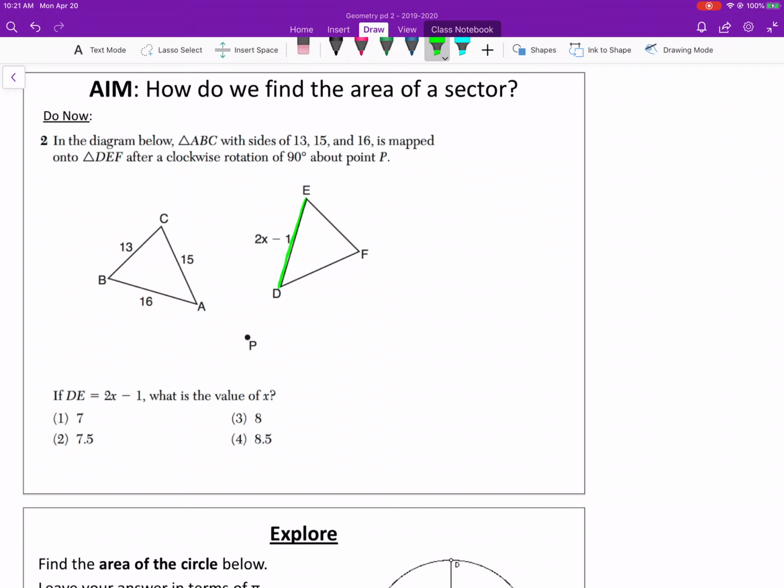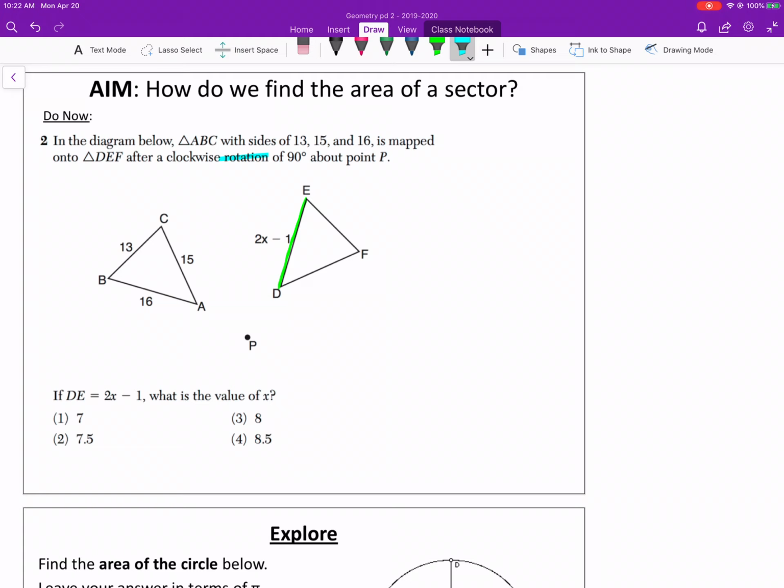Now, think about what they told us. They said a rotation took place. That means we know a rigid motion, right? We have a rigid motion. That means the sides don't change, the angles don't change, really nothing changes except for the position where the triangle is located. It just moved around. Its sides didn't change, its angles did not change.